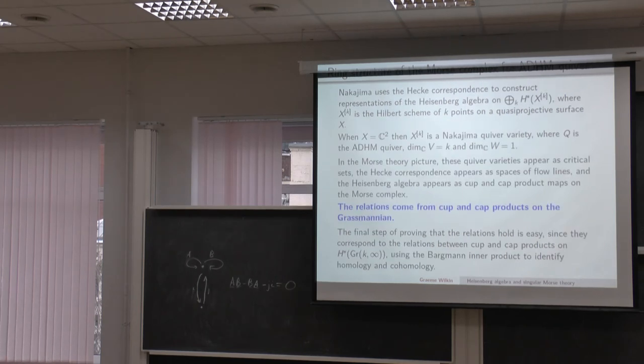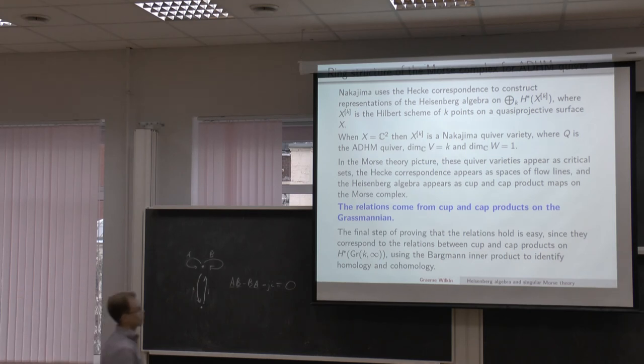Okay, so I'm almost at the end, I need a couple more slides to go. So this construction, a special case of this, where you look at Hilbert schemes of points on surfaces, then Nakajima used this to construct representations of the Heisenberg algebra on the direct sum of the cohomologies, which are dual to the homology. If you take the surface to be just C^2, then this is a Nakajima quiver variety, which is exactly the ADHM quiver from before, where the dimension of this W space is equal to one.